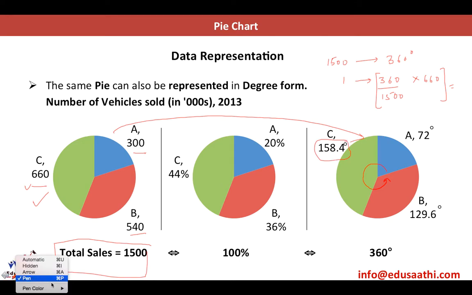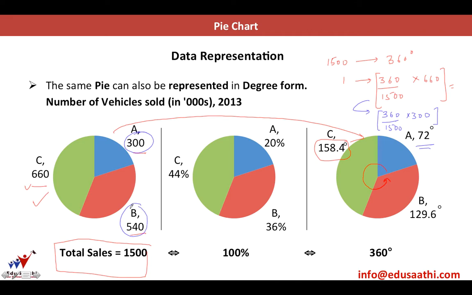Similarly, if you have to calculate for, let's say, product A, product A is 300 in quantity. So again we go by this unitary method. The answer would be 360 by 1500 multiplied by 300. When you calculate, this angle will come out to be 72 degrees. Similarly, for B, the answer would be 360 degrees divided by 1500 multiplied by 540. When you calculate this, you'll get 129.6 degrees. And all these three angles, when you add them up, make up a complete circle, or 360 degrees.